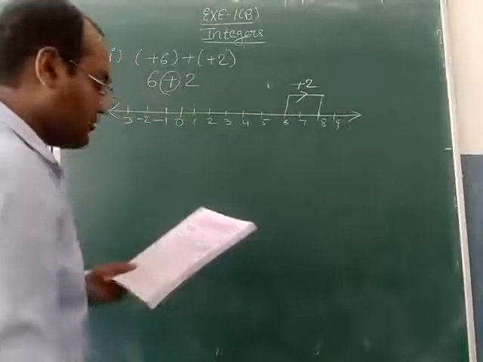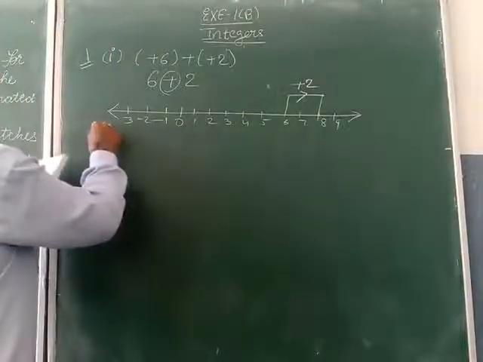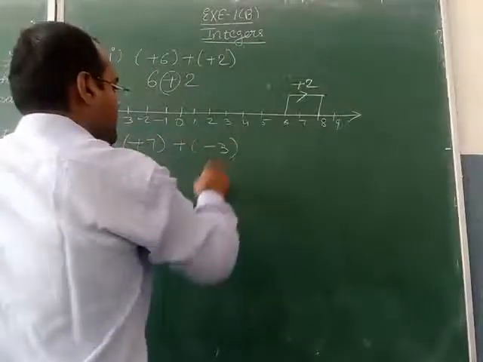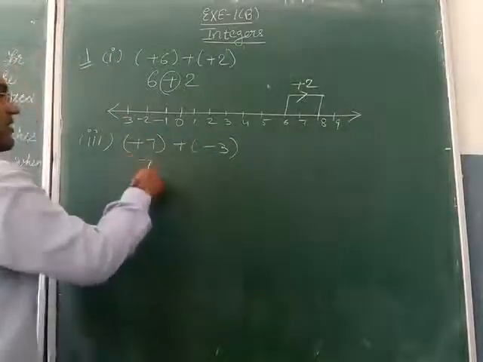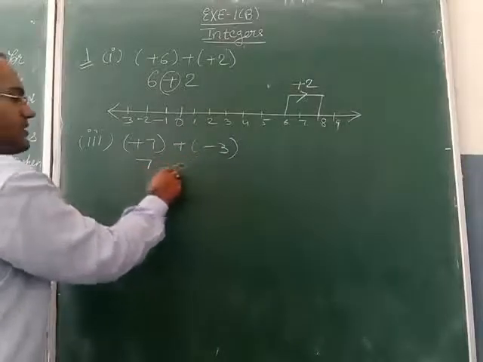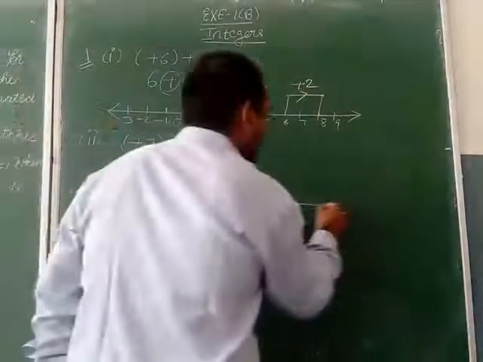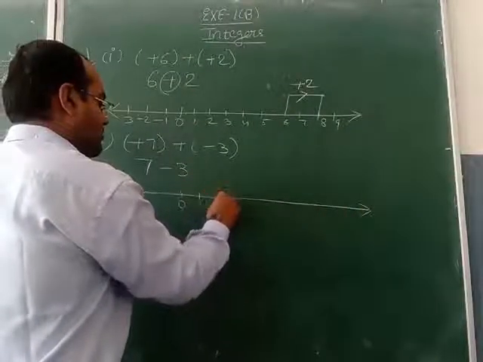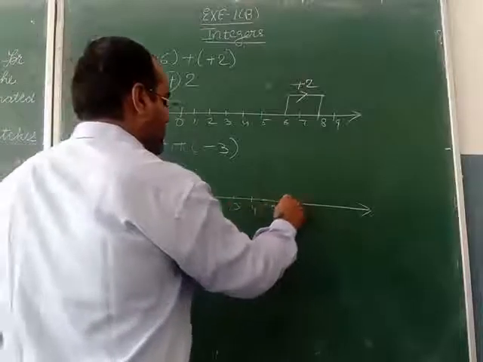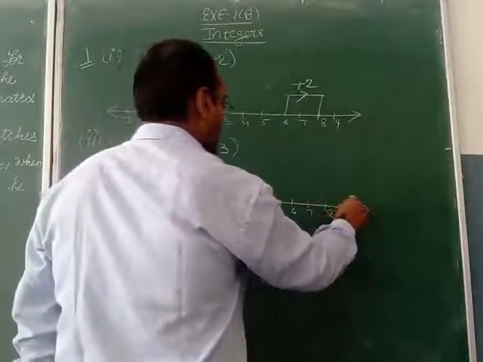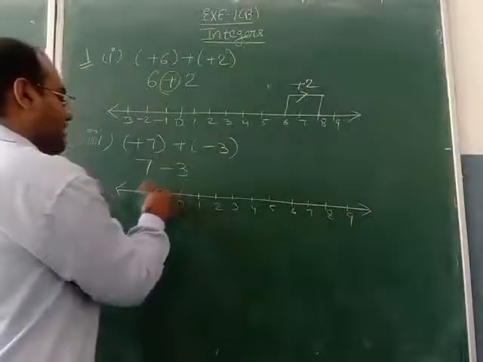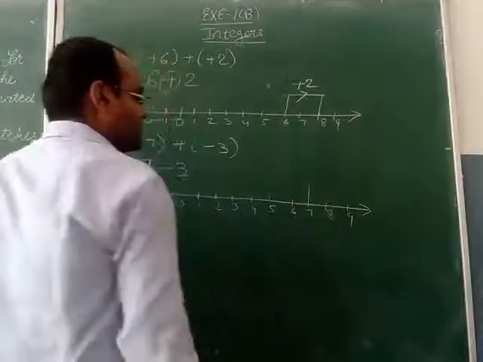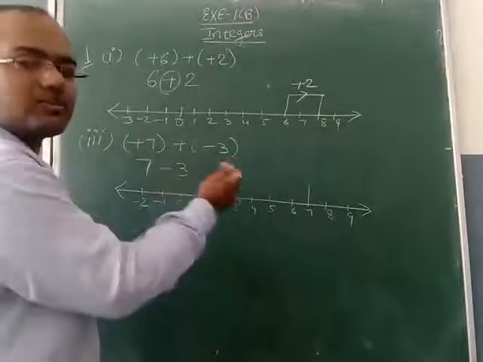See part number three. The third part is +7 plus -3. First of all we will remove the bracket. 7 as it is, plus and minus will become -3. Now 7 minus 3 we have to show on the number line. Here we will put 0, 1, 2, 3, 4, 5, 6, 7, 8, 9. On the left side we will take negative numbers, -1, -2. 7 is here. We will start the number line from this. Minus is coming. Minus means you have to go left side.